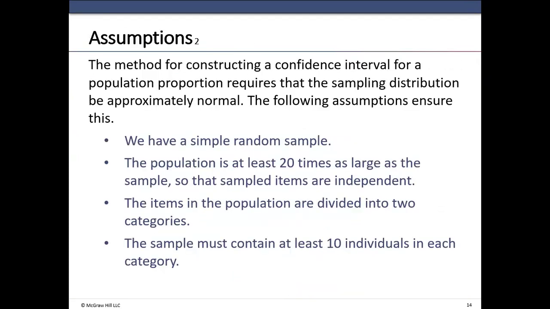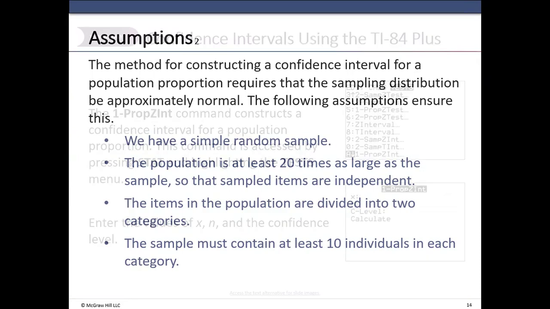The method for constructing a confidence interval for a population proportion requires that the sampling distribution be approximately normal. The following assumptions ensure this. We have a simple random sample. The population is at least 20 times as large as the sample, so that the sampled items are independent. The items in the population are divided into two categories, success and failure. The sample must contain at least 10 individuals in each category. One category is success, the other category is failure.